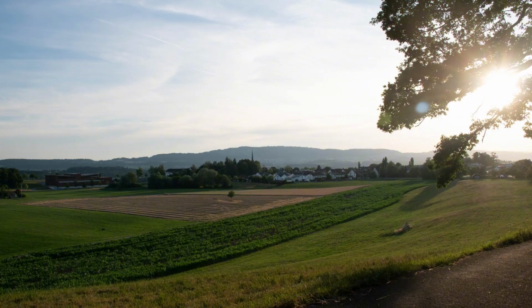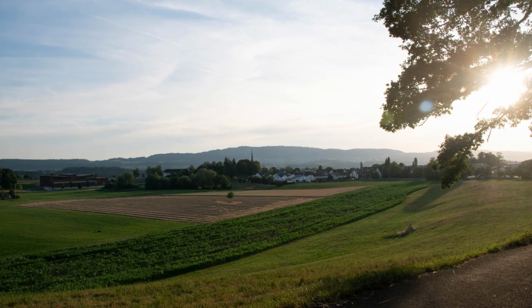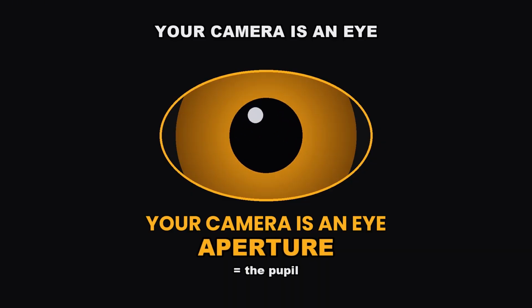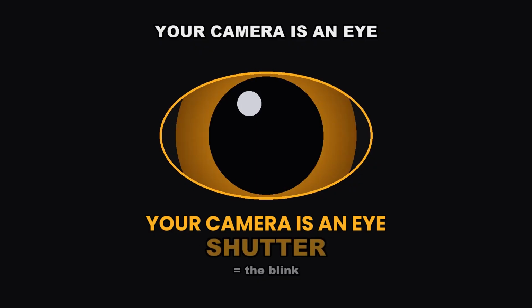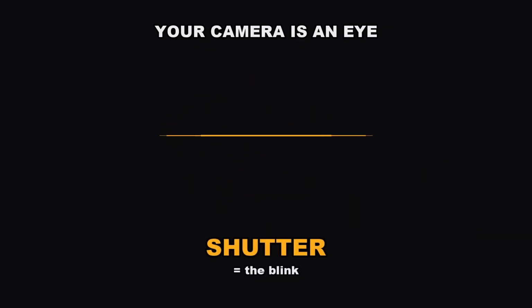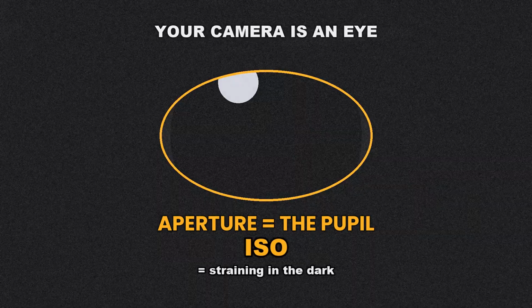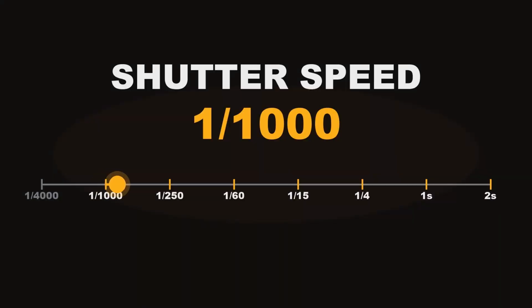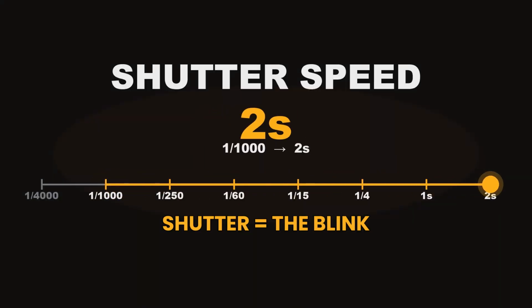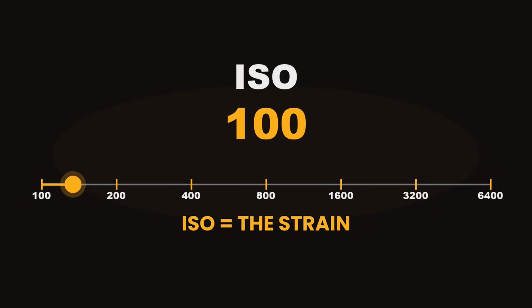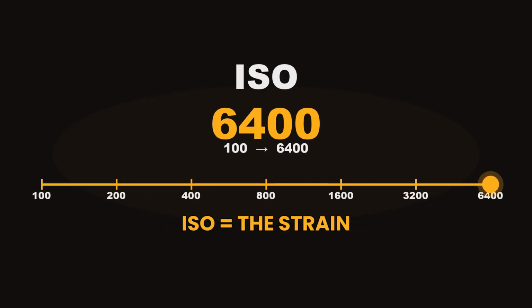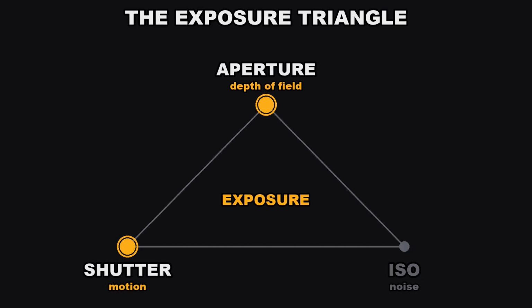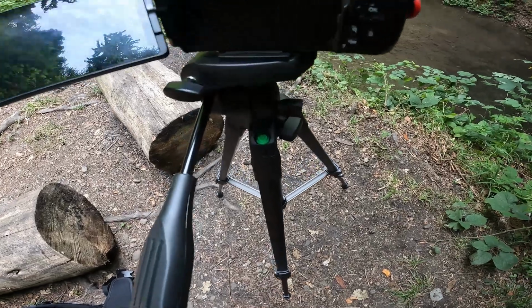Before we go one by one, here's the idea that makes it all stick. Think of your camera as an eye. Your eye takes in light too and it has the same 3 controls. Aperture is your pupil, how wide it opens. Shutter speed is your blink, how long the eye stays open. And ISO is how hard your brain strains to see in the dark. Pupil, blink, strain. Hold on to that and the triangle stops being technical and starts being obvious. Let's take them one at a time.